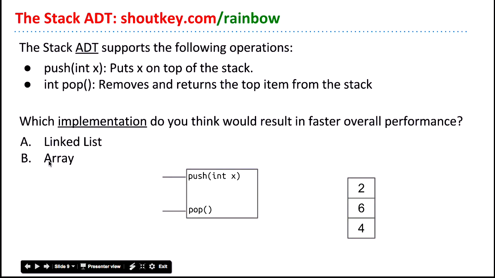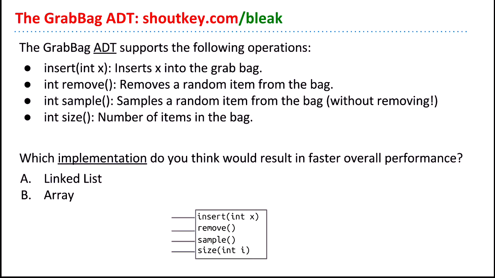Okay? How about another one? Here's another abstract data type that you've probably never heard of because I made it up. It's called a grab bag. So in this case, it supports 4 operations. It has insert, which inserts X into the grab bag. And the bag is just a bag, right? It doesn't have any particular order. I just toss a thing in it.